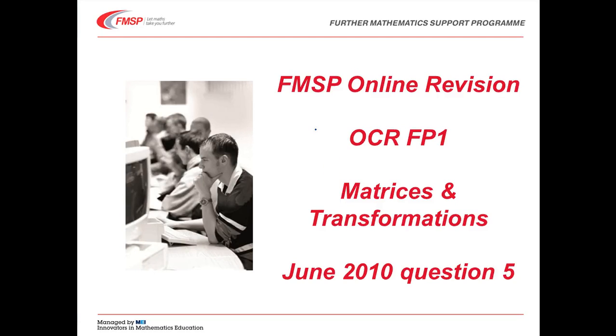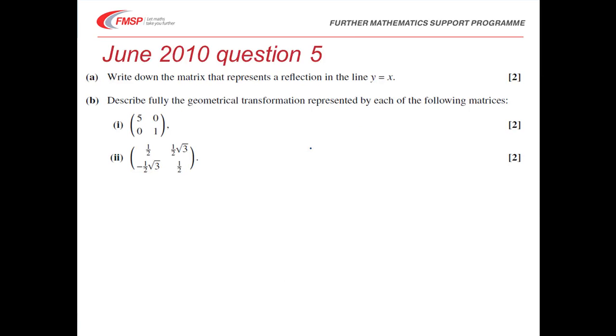This is for the revision of OCR FP1. The topic is Matrices and Transformations, and it's June 2010, question 5. So in the question there are two parts. First of all, we've got to write down the matrix that represents a reflection in the line y equals x.